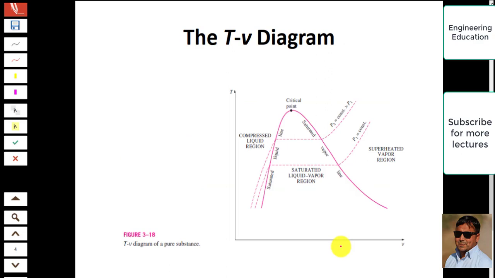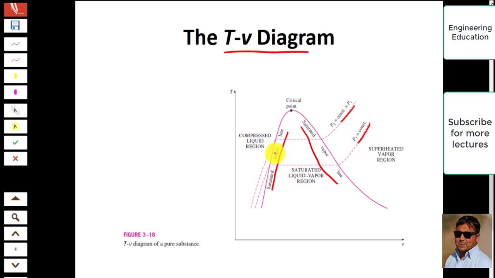This is the T-v diagram. We have discussed this diagram in the properties of substance lecture as well. But the purpose of discussing this diagram again is to know about the various properties which are labeled and present in the steam tables. For example, we have the saturated liquid line and the saturated vapor line, and these are the different values of pressures, for example pressure P1 and pressure P2.